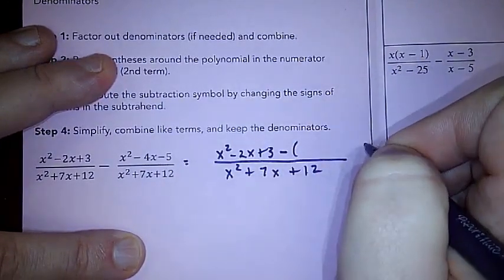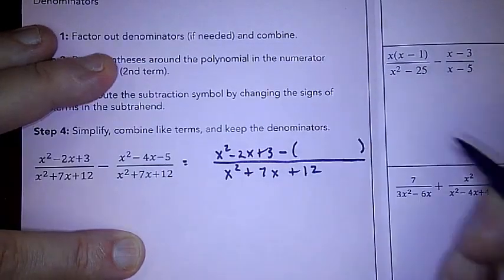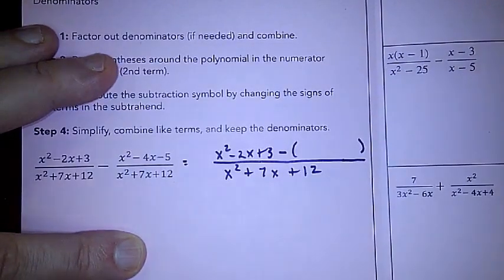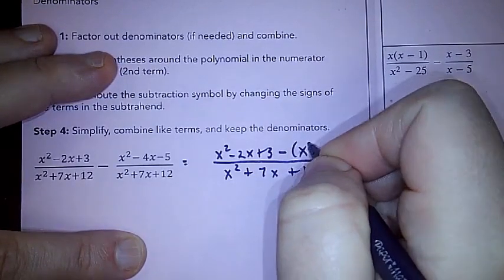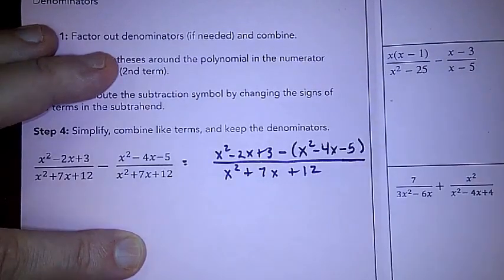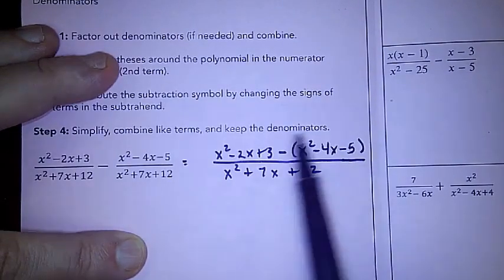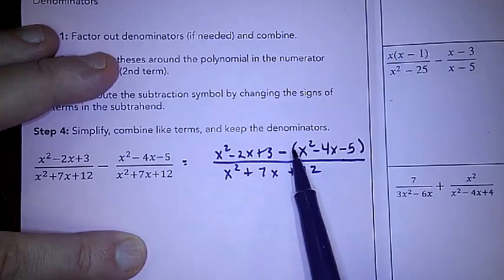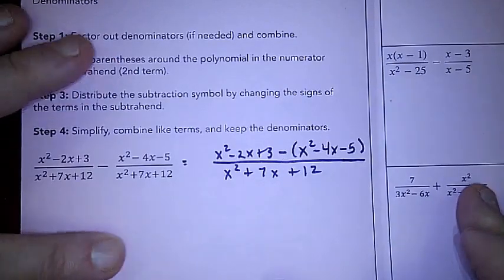minus, and I want to use parentheses here because I want to make sure that I understand that I am not just subtracting the first term. I'm subtracting the entire expression from the numerator of the second fraction. So x squared minus 4x minus 5. Well, in order to simplify this, I'm going to have to distribute this negative sign.